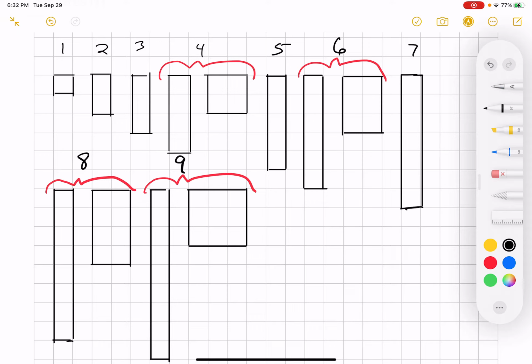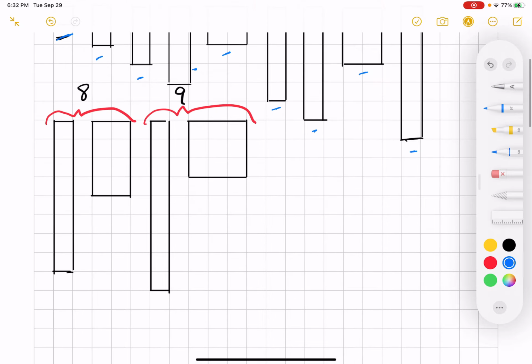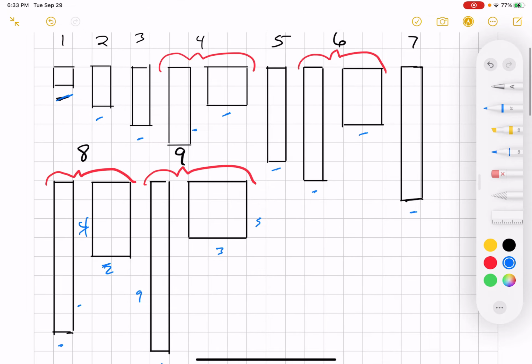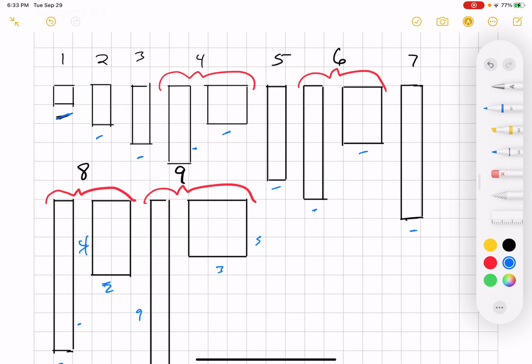So what I want you to notice is 1 has 1, use a different color. 2 is a 2 by 1, 3 is a 3 by 1, 4 has a 4 by 1 and a 2 by 2, 5 is a 5 by 1, 6 is 6 by 1 and 3 by 2, 7 is 1 by 7, okay, 8, 1 by 8, and a 2 by 4, right? 2 multiplied by 4, right? 9 is a 1 by 9, and then I have a 3 by 3. Okay, so I have these all drawn out.